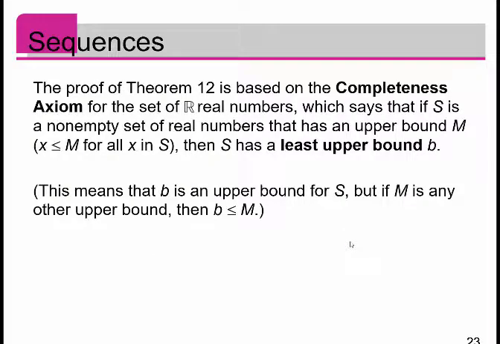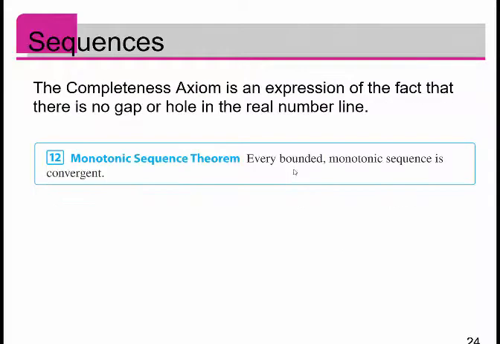And the proof of Theorem 12 is based on the completeness axiom for the set of all real numbers, which says that if S is a non-empty set of real numbers that has an upper bound M, then S has a least upper bound b. This means that b is an upper bound for S, but if M is any other upper bound, then b is less than or equal to M. And the completeness axiom, this is what we're finally pulling towards, is an expression of the fact that there is no gap or hole in the real number line. So we have this final thing that's the Monotonic Sequence Theorem: every bounded monotonic sequence is convergent.